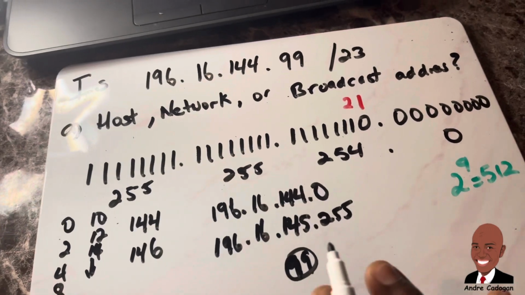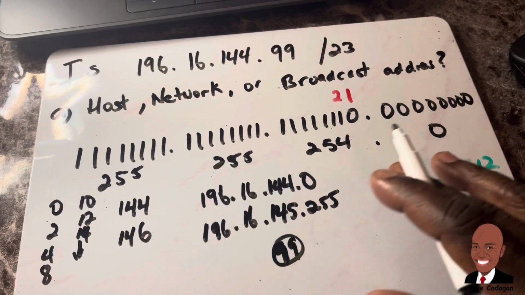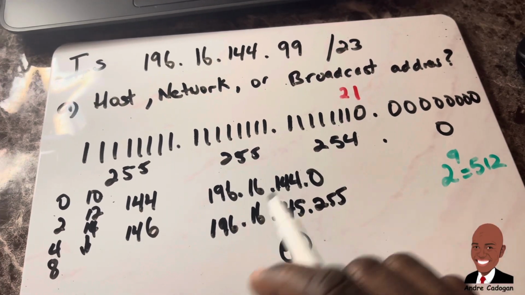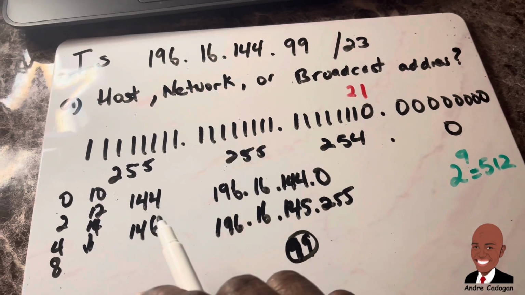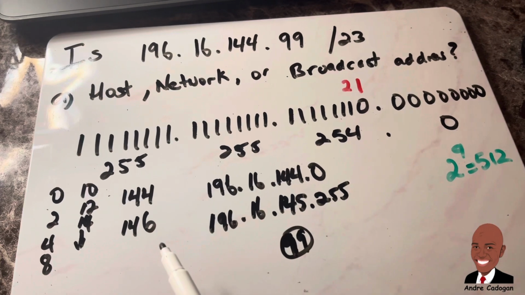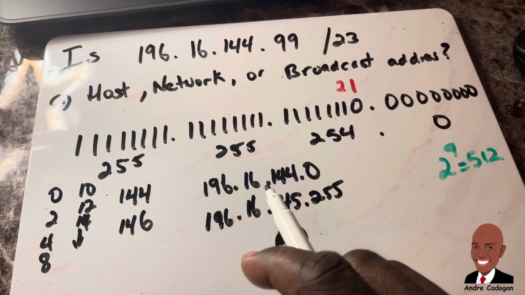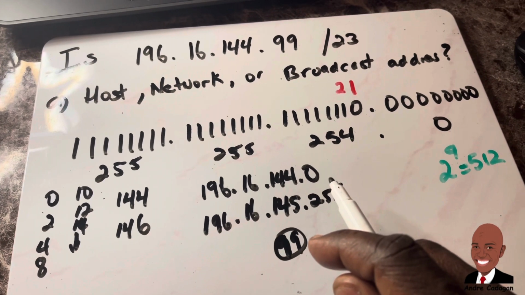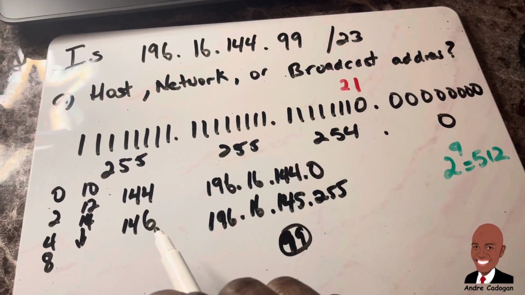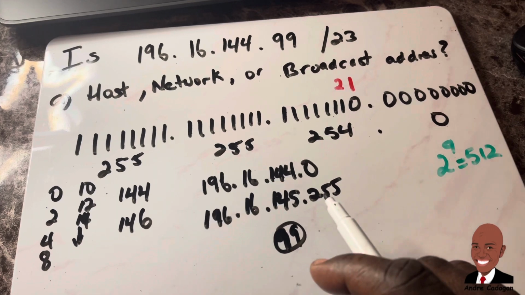All right, so it's basically for us to understand that we're no longer on the C portion, we're now on the B portion, and the same place values apply here. The network goes up by 2, right? We just skip all of those numbers inside, 144 to 146, because that's the next network between those two. So we know that 99 is a usable host because 196.16.144.0 is the network address, 196.16.145.255 is the broadcast address, and 99 is a usable host.